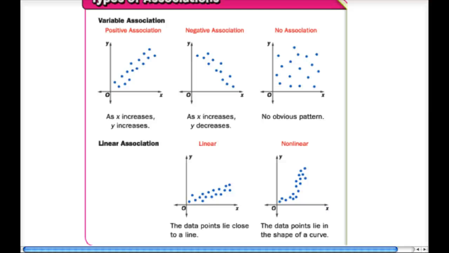And then, guys, what if your dots are all over the place? It's no association. Okay, there's no association. This is a great example. What if we graphed eye color versus grades?